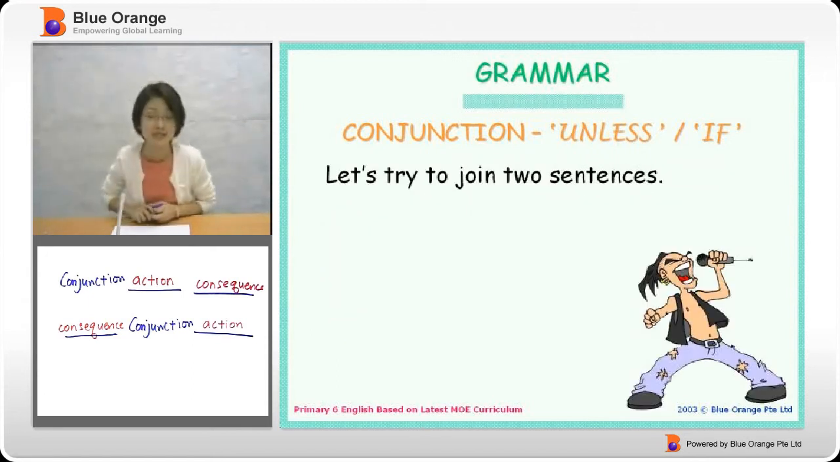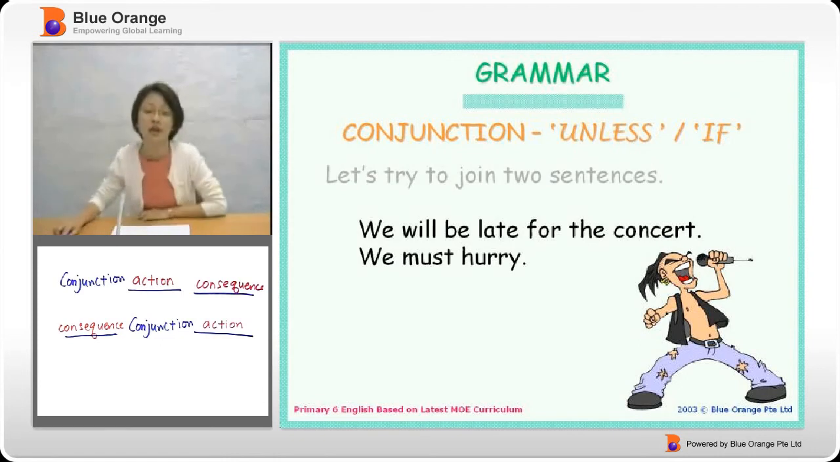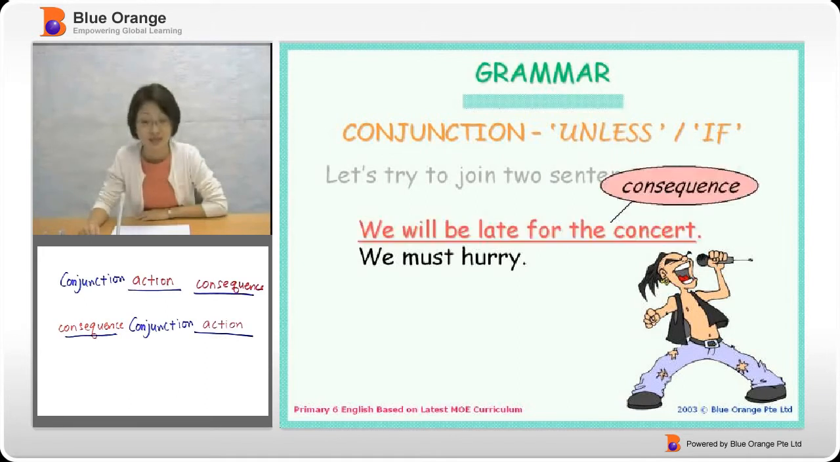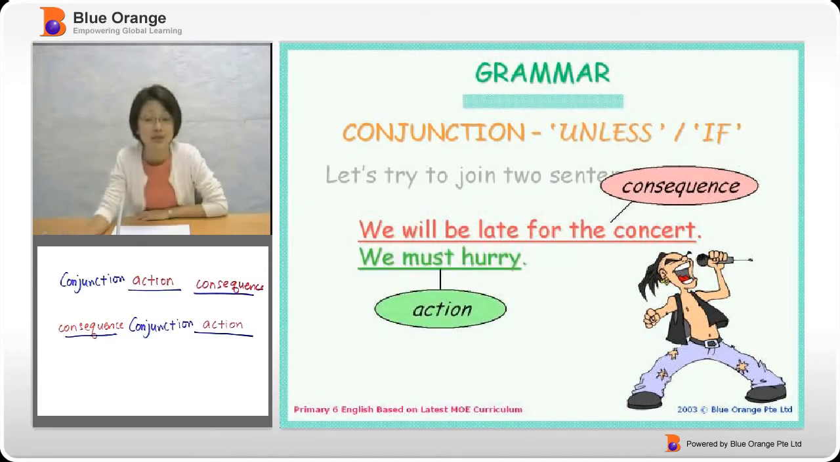There are two sentences here. We will be late for the concert. We must hurry. Which is the consequence and which is the action? We will be late for the concert would be the result, which is the consequence, and we must hurry would be the action. Have you got it? Now once you have this, you will have to decide how you want to phrase your sentence using the word unless.